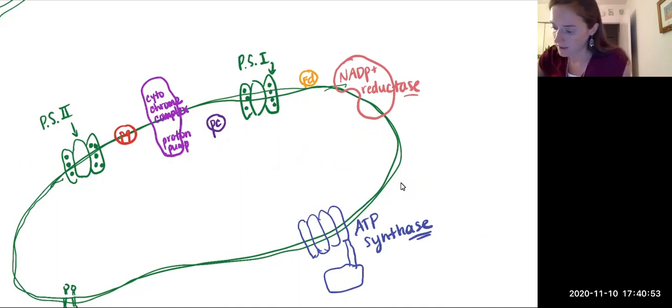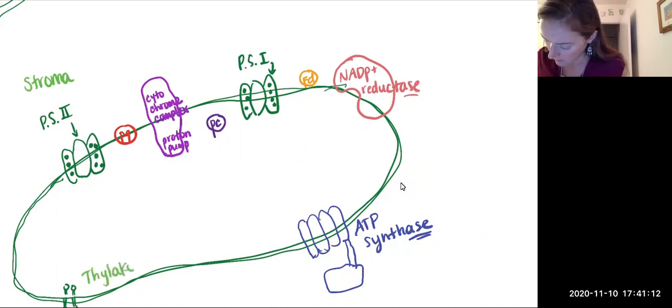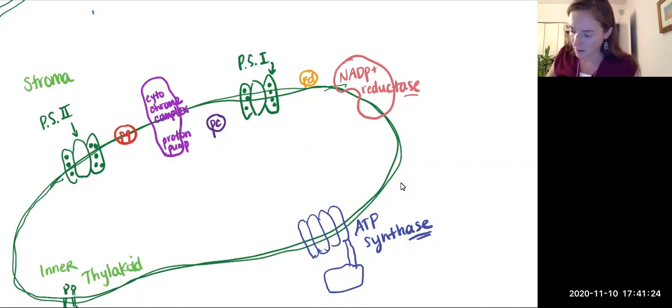Okay, so first, I think we've got everything on there that we need to get started. Let's just remind ourselves that out here is the stroma. That's the liquid-like cytoplasm-like stuff. And inside here is the inner thylakoid. So we're inside of the thylakoid, inside of a chloroplast, inside of a plant cell. Phew, we are zoomed in here. And these reactions are called the light-dependent reactions.